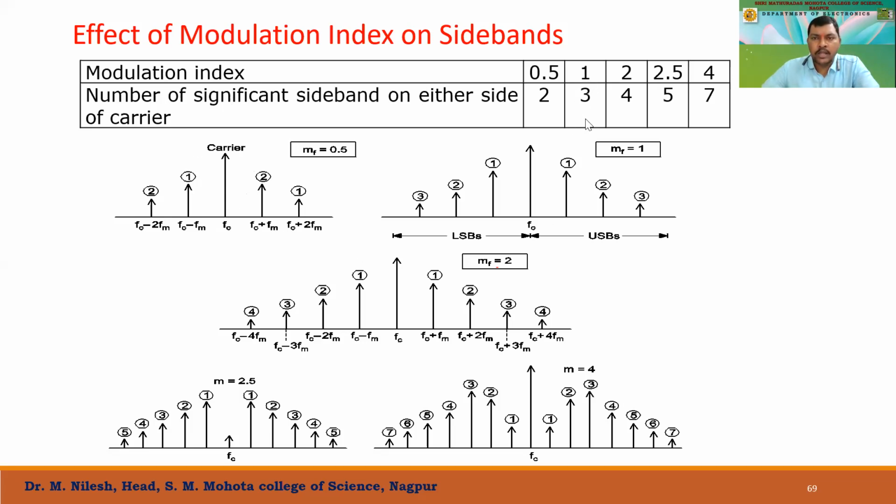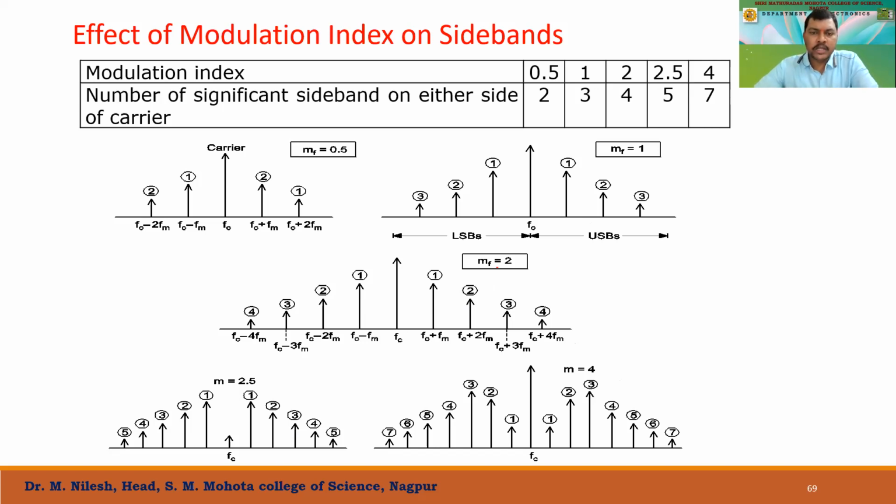Similarly, when modulation index is 1, then we'll be having three sidebands on either side. So on both sides, we will be having 3 plus 3, that is 6. We call the negative side the lower sideband, whereas the positive side we call the upper sideband. So for modulation index 1, we'll be having three sidebands. Similarly, for modulation index 2, we'll be having four sidebands, and 2.5 will be having 5, or 4 will be having 7. So this is how it changes.